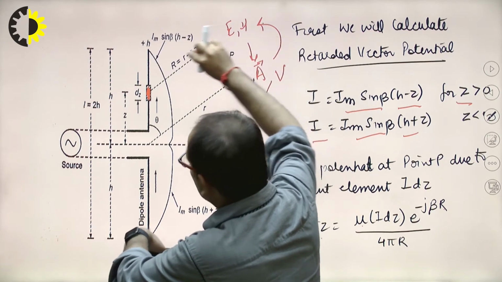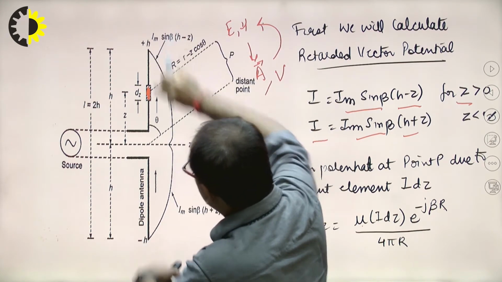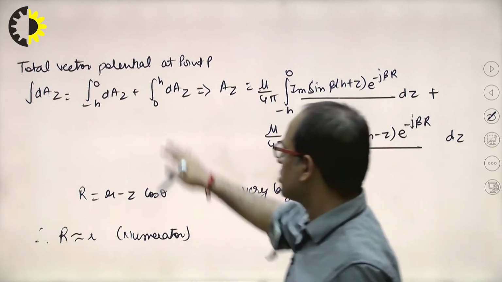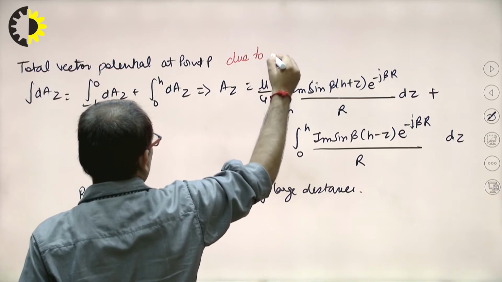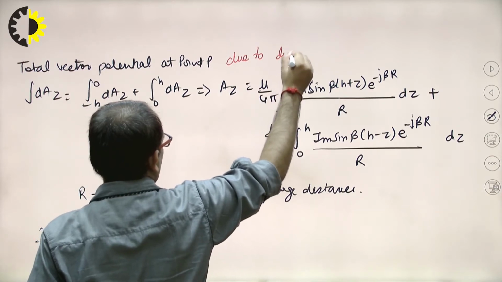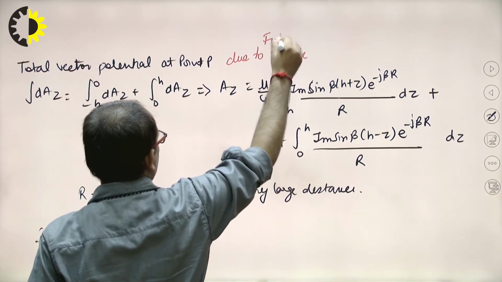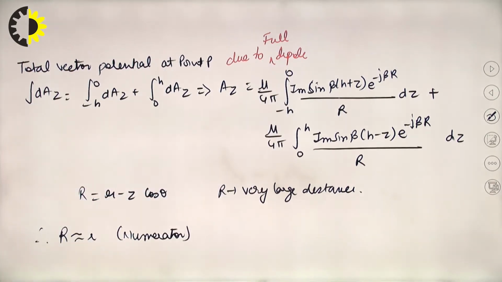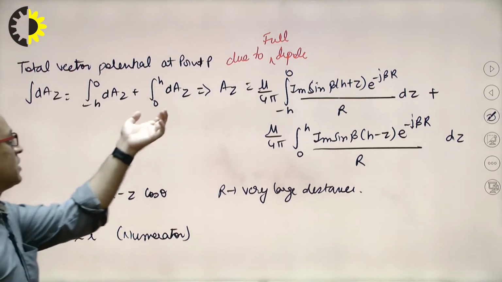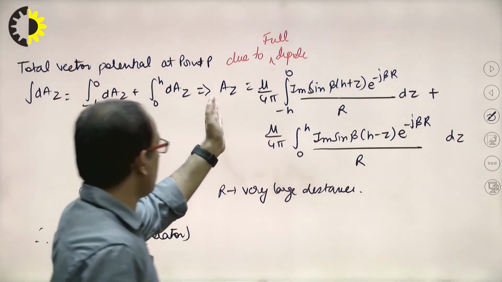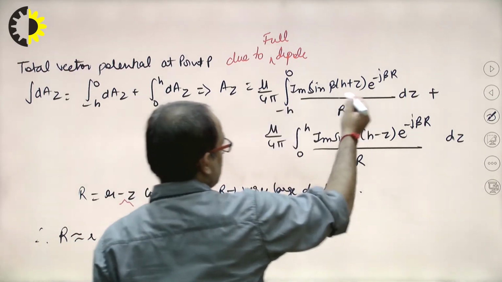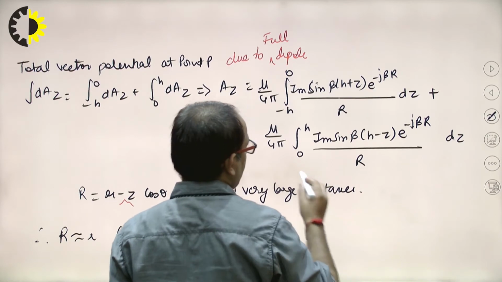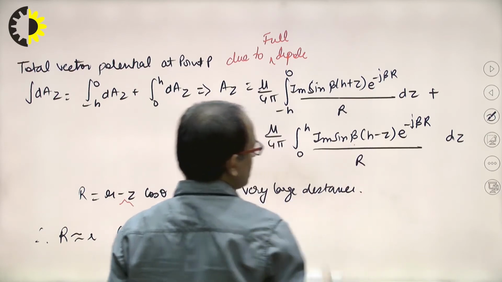So if I want to calculate the total magnetic vector potential at point P due to the whole dipole, due to the full length of the dipole, clear? That will be the integral of dAz, from minus s to 0 and 0 to h. On integrating, you will get mu upon 4 pi, minus s to 0 e power j beta (h plus z) and 0 to h sin beta (h minus z).